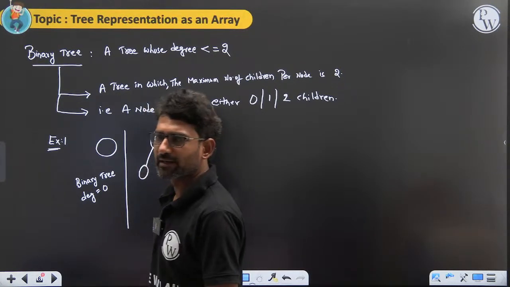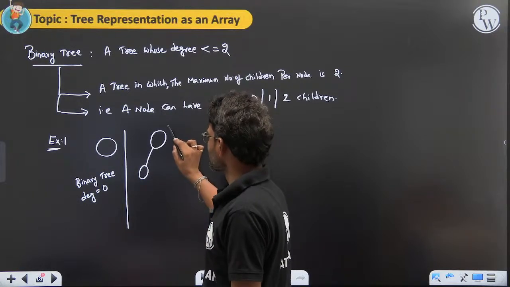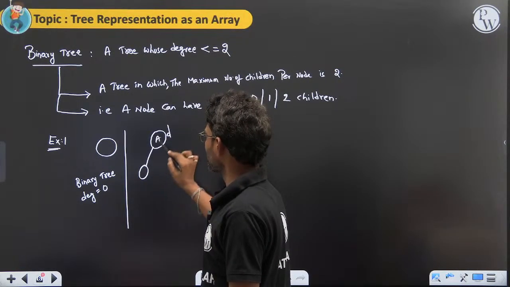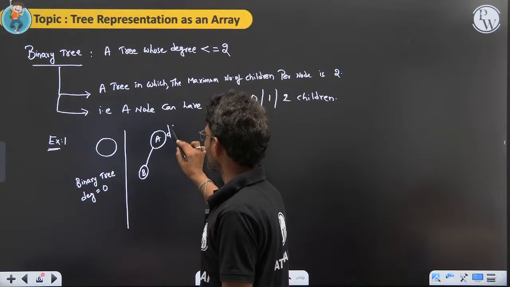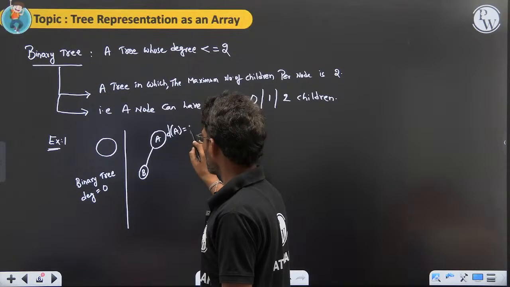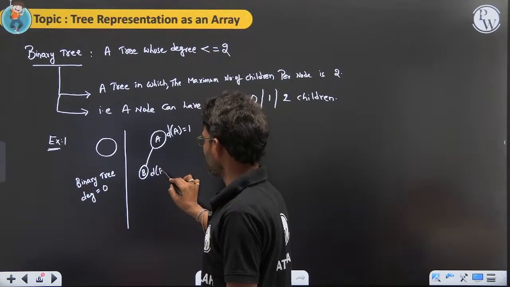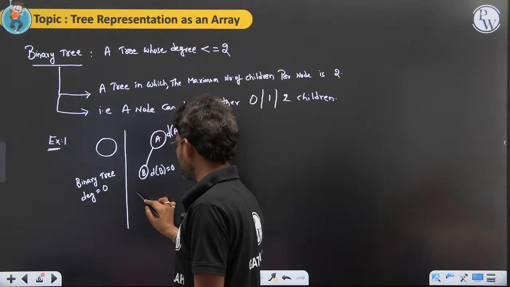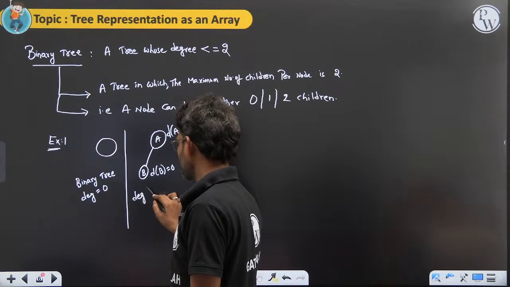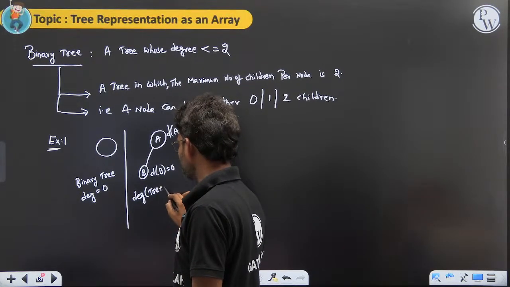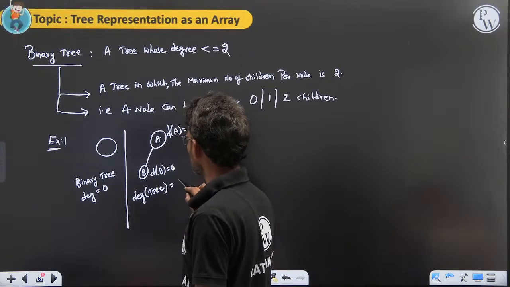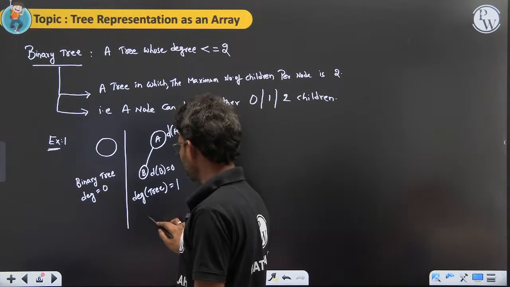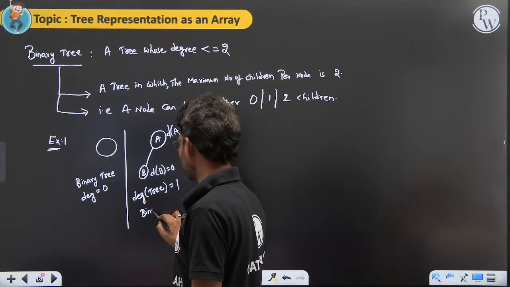Is this a binary tree? What is the degree of this? Let's say these are A, B. What is the degree of A? 1. Degree of B? 0. What is the degree of the tree? Max of 0, 1, which is 1. So definitely it is a binary tree.